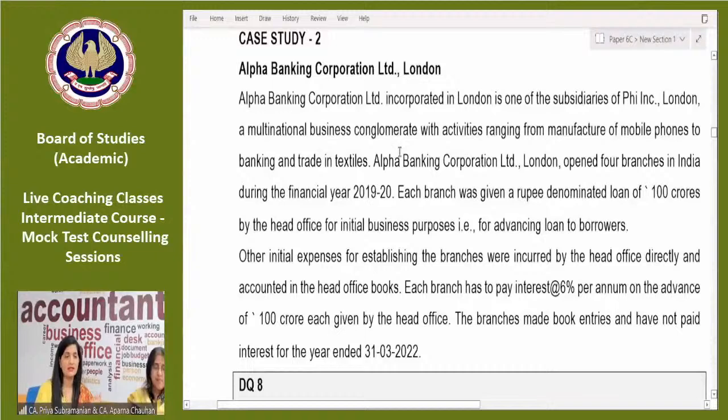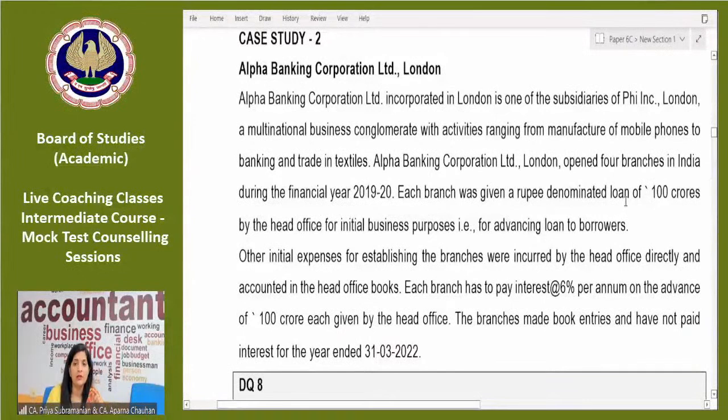Let me read the facts once again for you. Alpha Banking Corporation Limited, incorporated in London, is one of the subsidiaries of Fee Inc. London, a multinational business conglomerate with activities ranging from manufacture of mobile phones to banking and trade in textiles. Alpha Banking Corporation London opened 4 branches in India during the financial year 19-20. Fee Inc. is the parent entity.